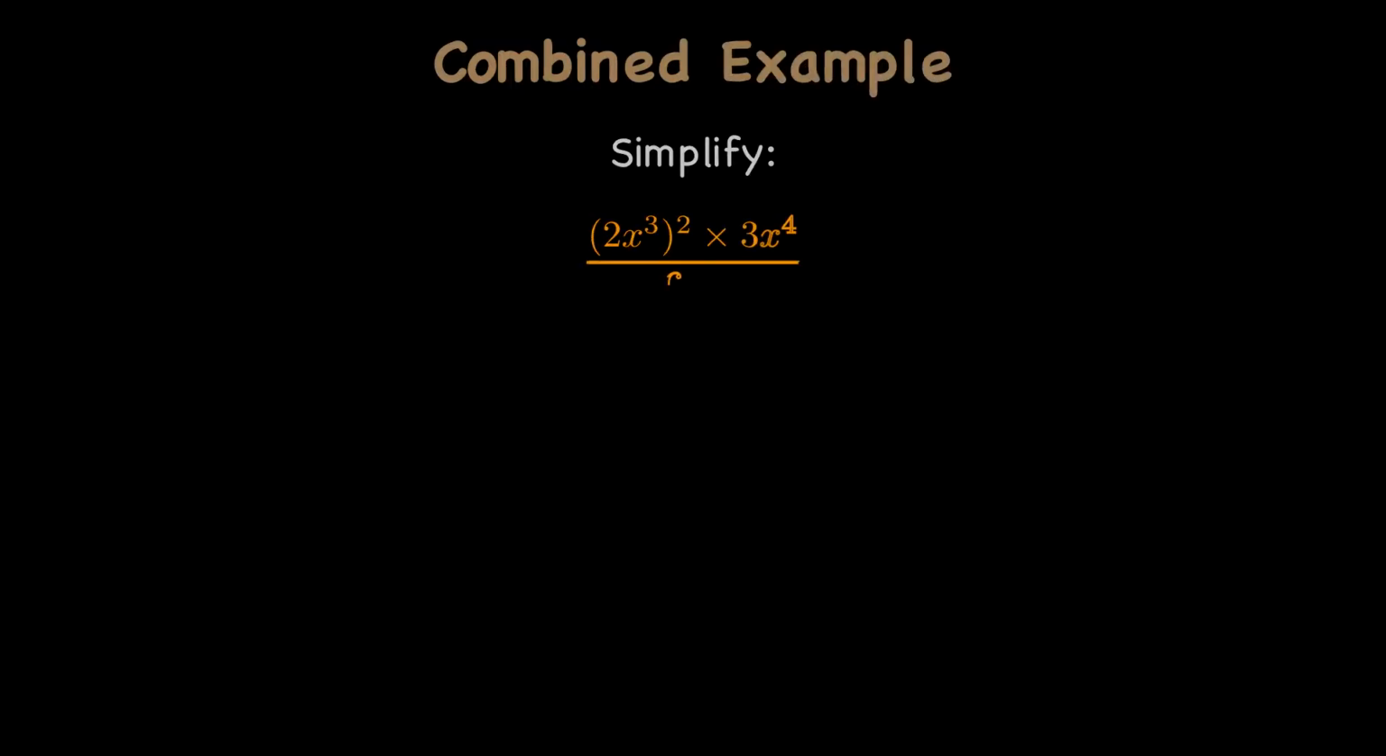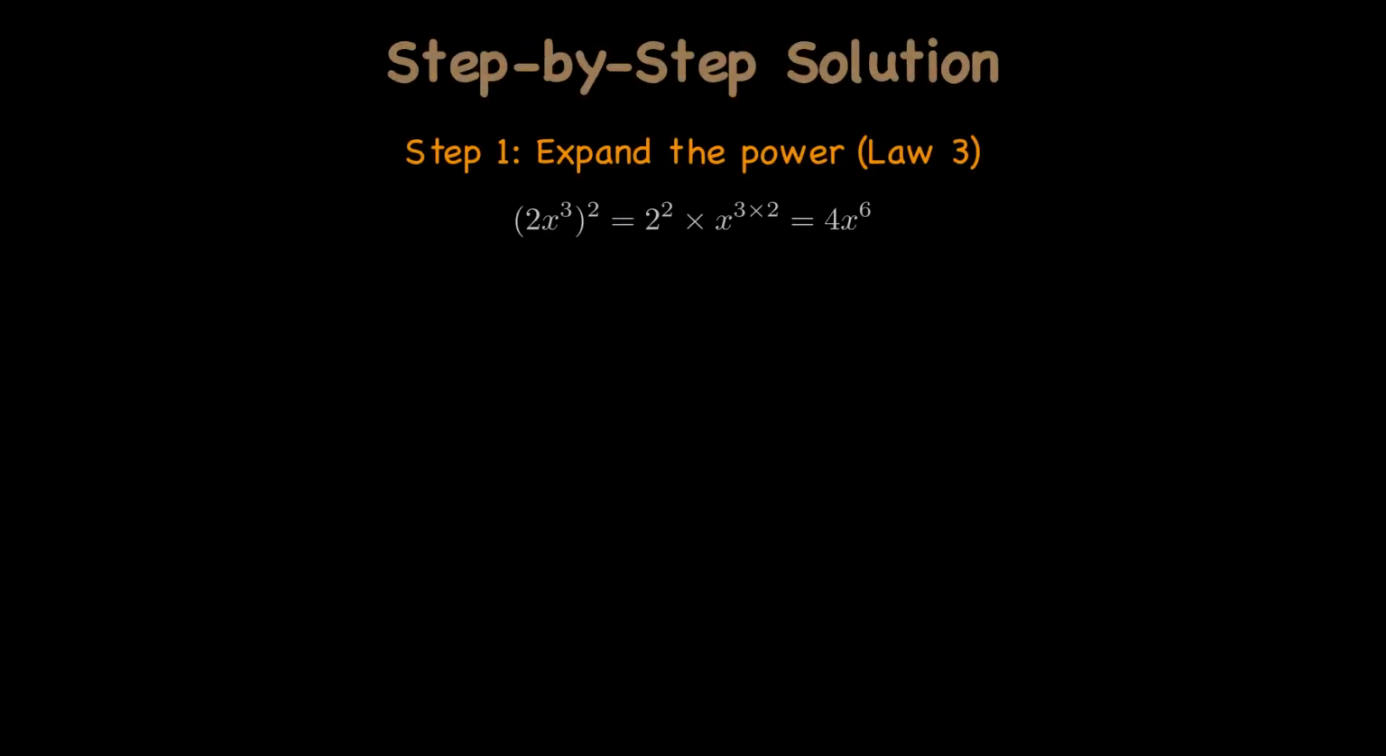Let us try a combined example that uses multiple laws. Simplify (2x cubed) all squared, times 3x to the 4, divided by 6x to the 5. Step 1. Expand the power using law 3. (2x cubed) all squared equals 2 squared times x to the 3 times 2. That is 4x to the 6.